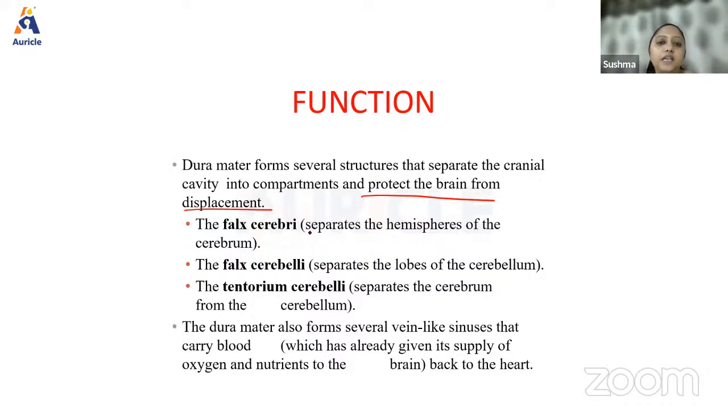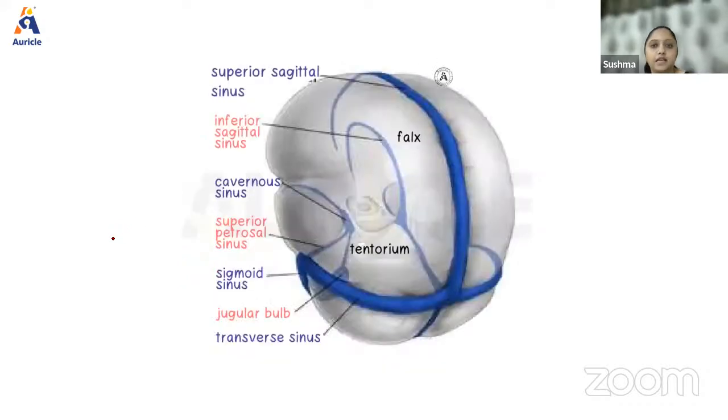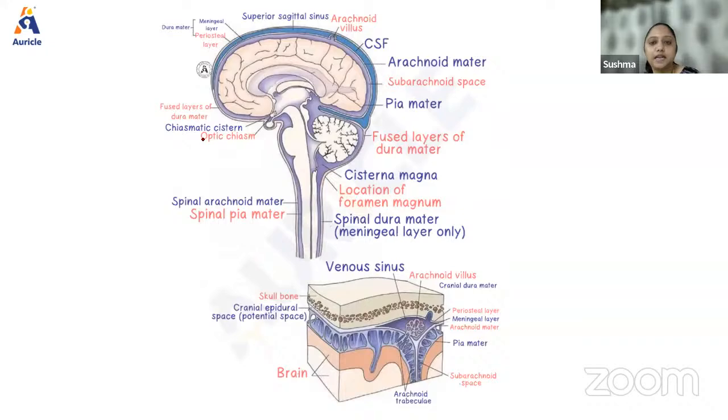Now the falx cerebri separates the two hemispheres. Falx cerebelli separates the lobes of the cerebellum. Tentorium cerebelli separates the cerebrum from the cerebellum. All right, so this is the falx cerebri and tentorium cerebelli. We have already done the dural venous sinuses.